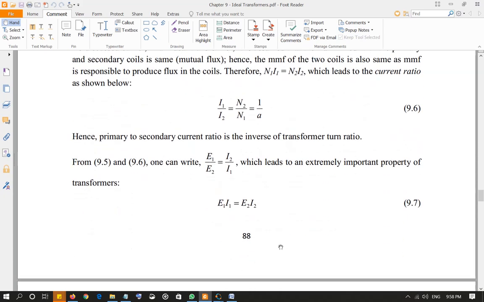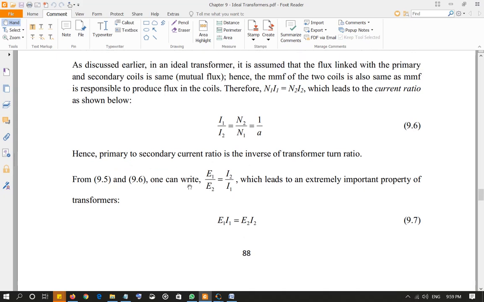Now, another extremely important property of a transformer is that whatever apparent power you have on the primary side, it is going to be the same on the secondary side. So we can write E1 over E2 equal to N1 over N2, and N1 over N2 is equal to I2 over I1. So we replace N1 over N2 by I2 over I1.